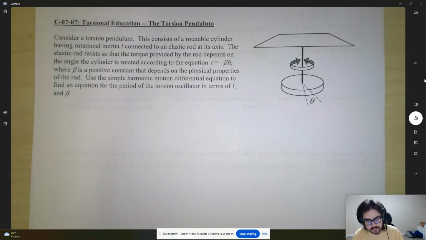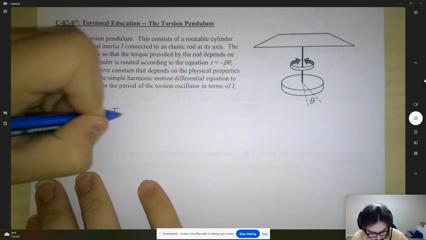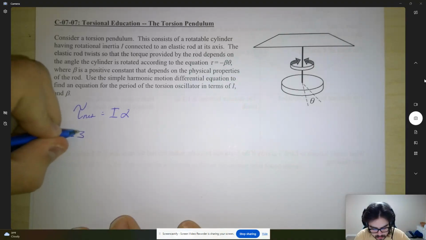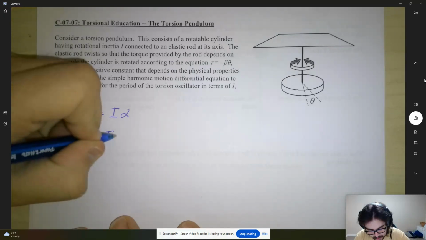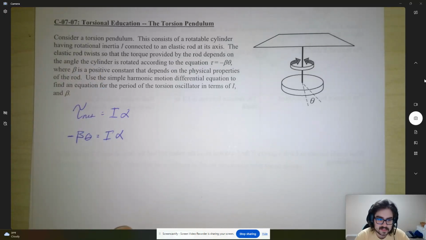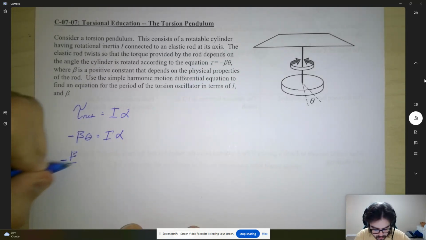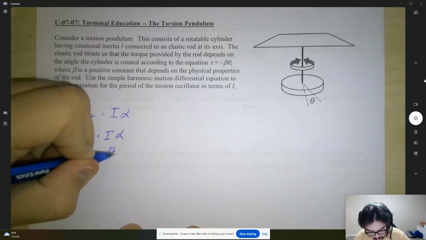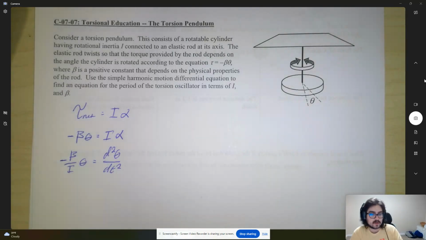Okay. To solve this, I'm again going to use net torque equals I alpha, but this time I'm actually given the torque equation, so this is a little bit easier. Set that equal to I alpha. Alpha again is the second derivative of theta, and I can divide by I on both sides. So I end up getting negative beta over I theta equals d squared theta over dt squared. And that's the simple harmonic motion differential equation right there.